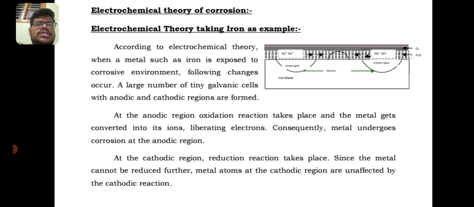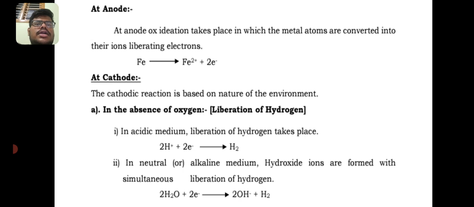At the cathodic region, no reaction takes place since the metal cannot be reduced further. Metal atoms at the cathodic region are unaffected. At the anode, oxidation takes place in which the metal atoms are converted into their ions, liberating electrons. Fe gives Fe2+ plus 2 electrons.